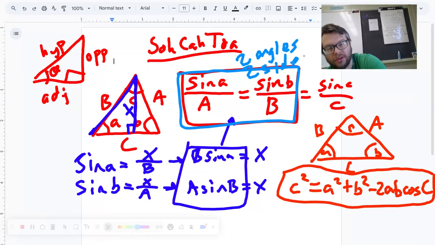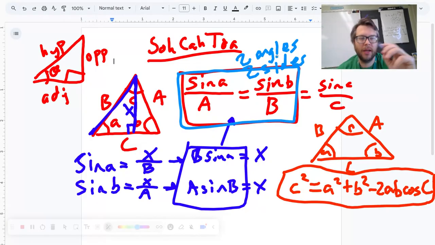So if you want to use the law of sines, if you have a problem, there are four different pieces of information: two angles, two side lengths. You need to know three of them for law of sines to help you. So you either need to know two angles and one side, or you need to know two sides and one angle.